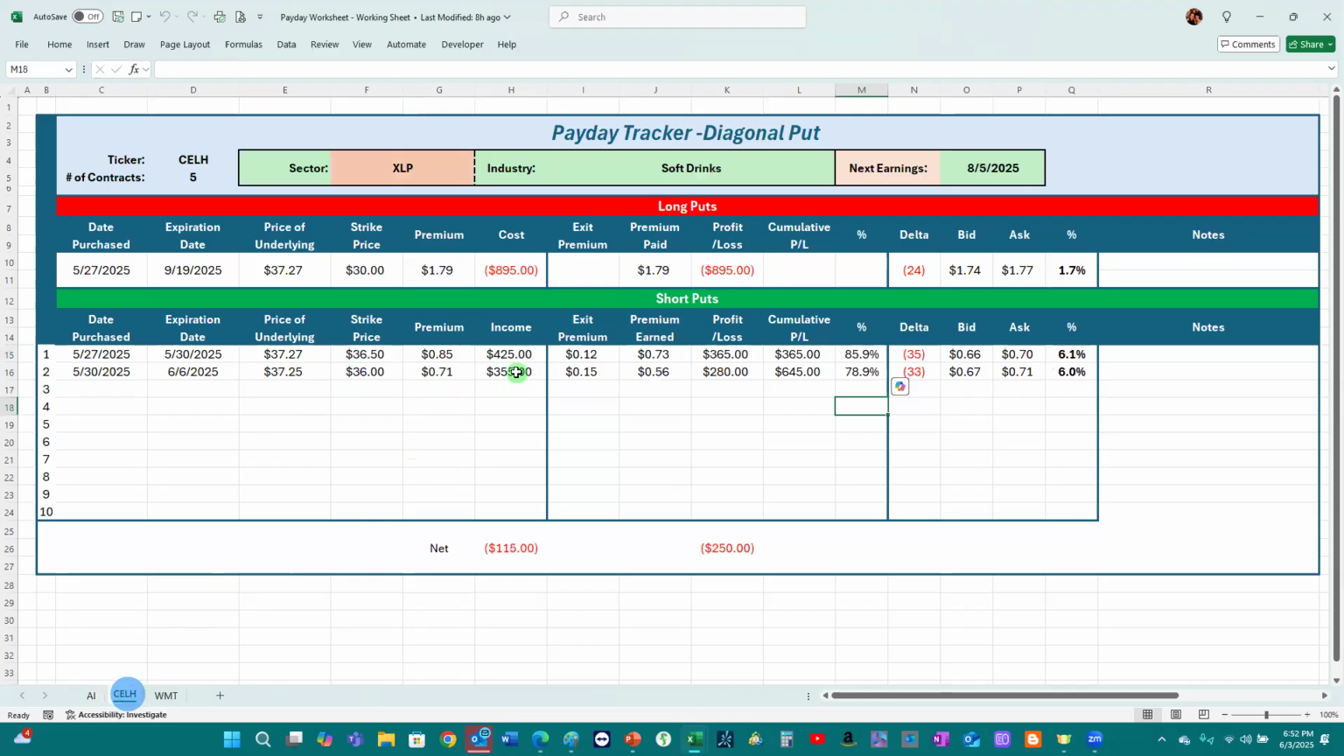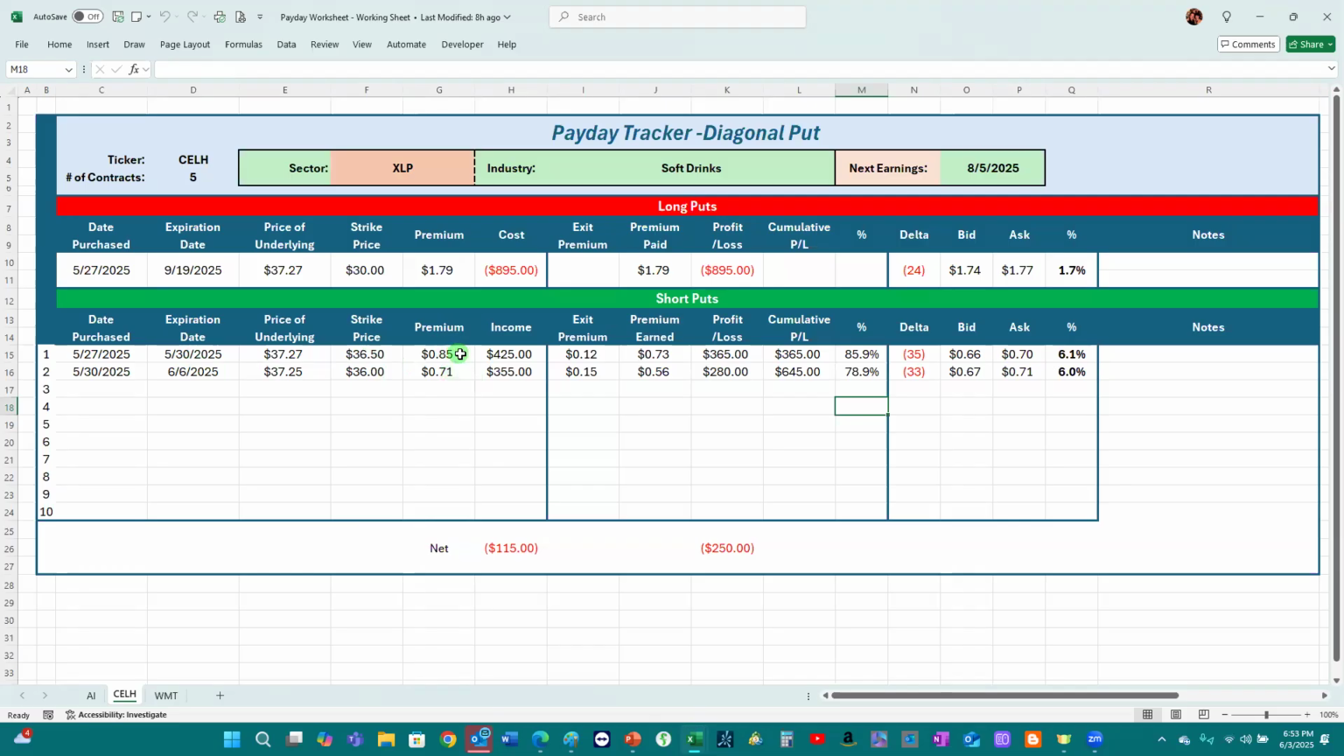CELH, we've taken profits twice on this one. And right now, I did not do another one yet because I'm waiting to see what it's going to do. It could pull back a little bit, but right now we're only $250 away from breaking even. So we will have paid off our insurance. So the idea on this is to buy a put a long way out. So this is all the way out to September, and then sell a put in very short term, one week out. And when you sell the put, you keep the premium.